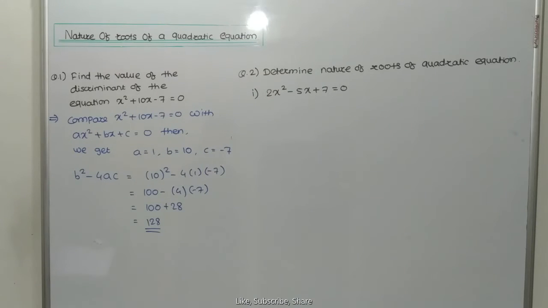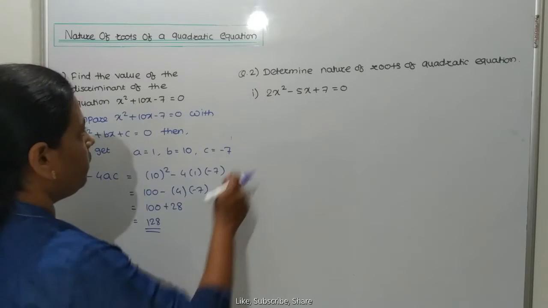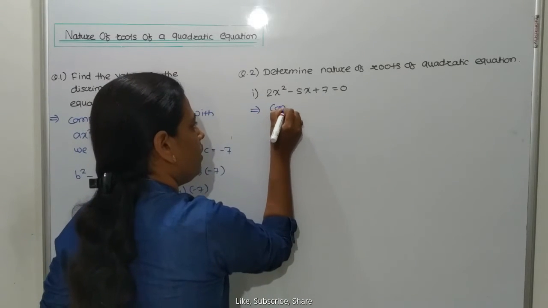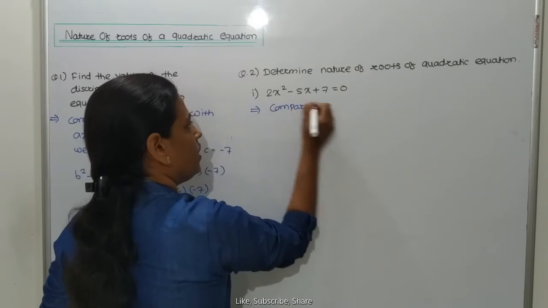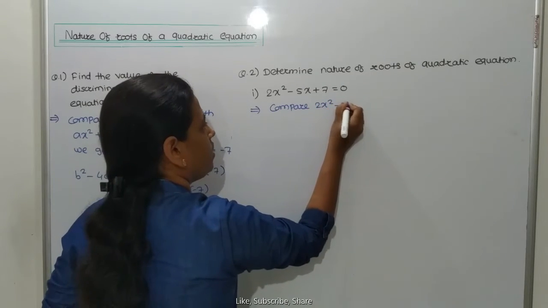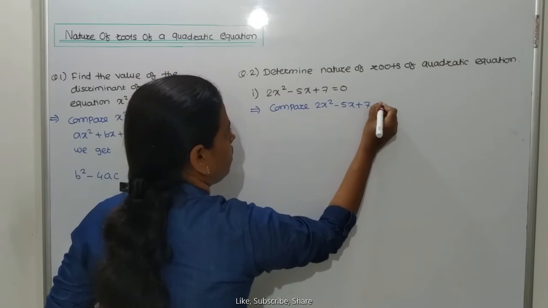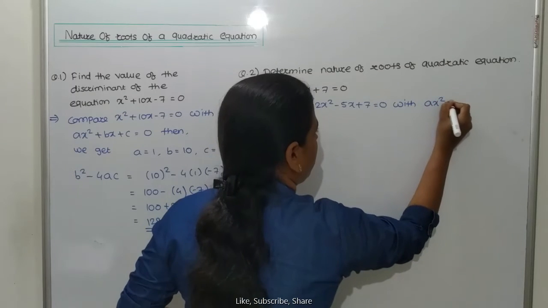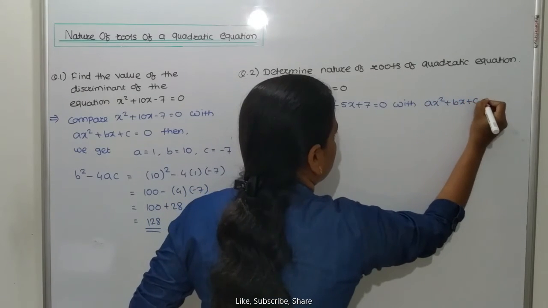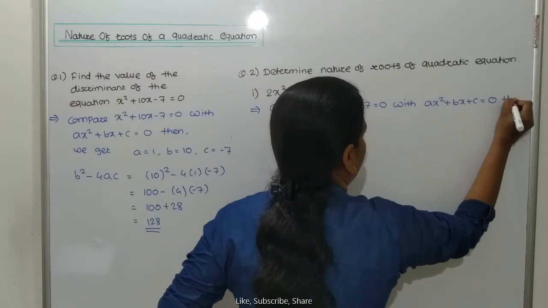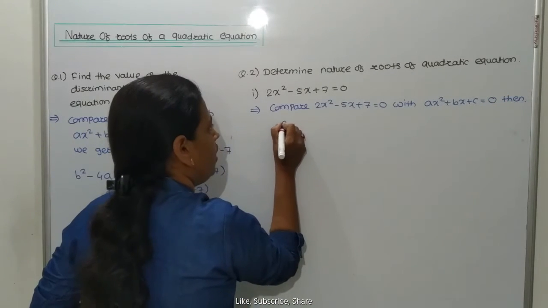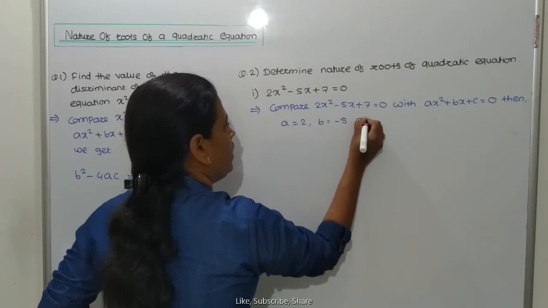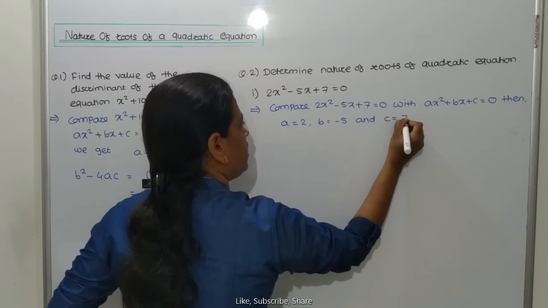So how do we find this? First of all, find the values of a, b, c here. We compare the given equation, 2x square minus 5x plus 7 is equal to 0, with ax square plus bx plus c is equal to 0. Then the value of a is 2, b is minus 5 and c is 7.